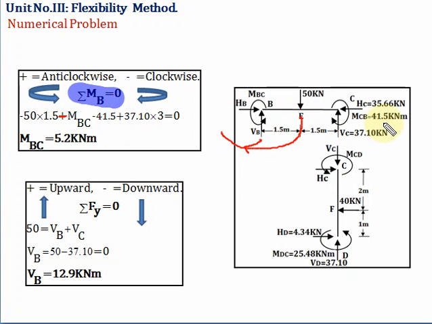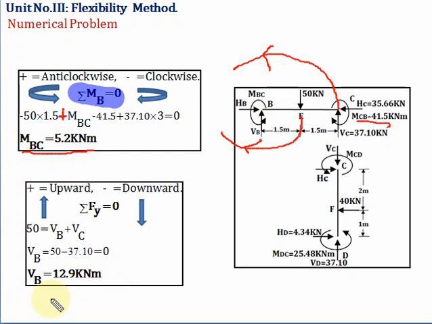Then 41.5, this is acting like this, in the anti-clockwise direction. Sorry, here MBC is acting in the anti-clockwise direction, so it is positive. And 41.5 is MCB, acting in the clockwise direction, so minus. Then 37.5 is the vertical reaction at C, acting in the anti-clockwise direction, so plus, into the distance 3. If we solve this, we'll get the value of MBC. Here we have found the value of MBC as 5 point something.